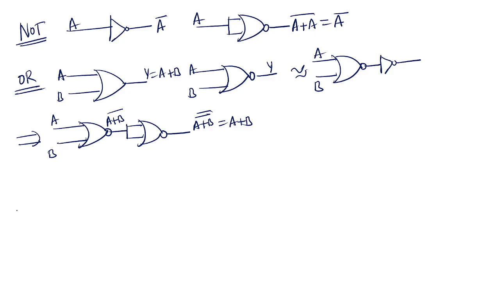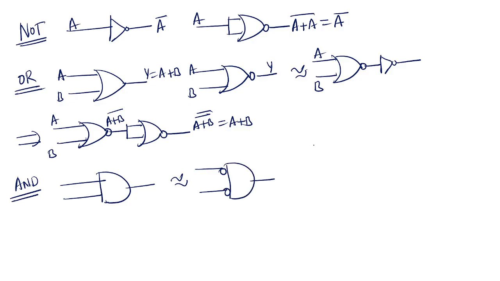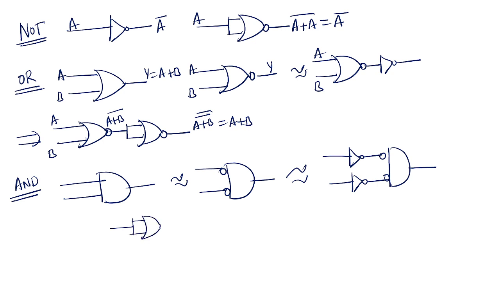Okay. And next, AND gate. First you draw the AND gate. This is my AND gate. For the AND gate, you need to add the bubble at the input side. Next, wherever you added the bubble, you need to add the inverter. Then the bubbled AND gate, and replace all gates with NOR gates.